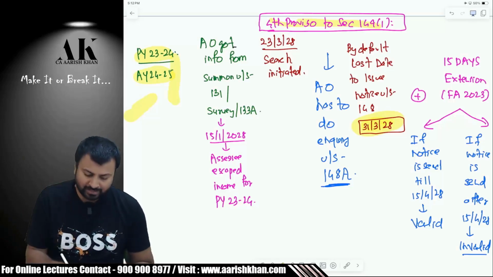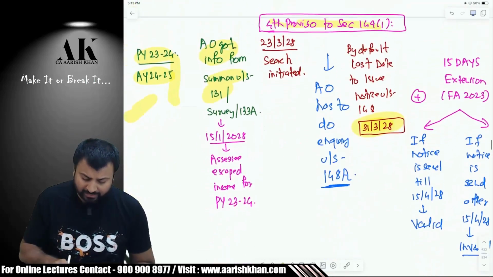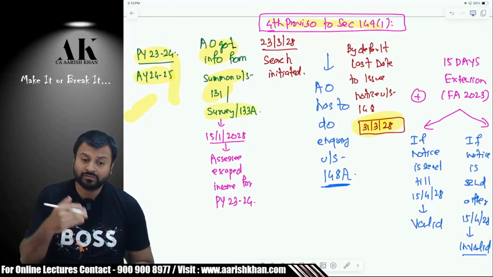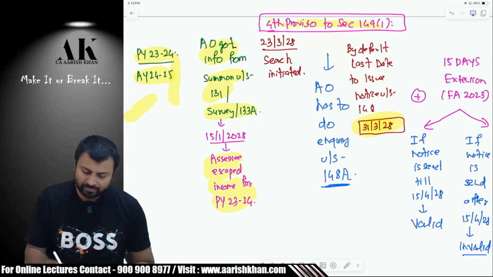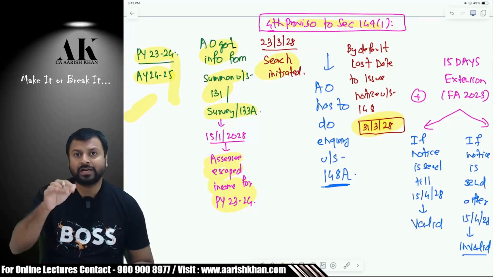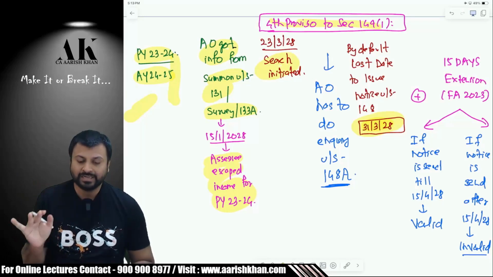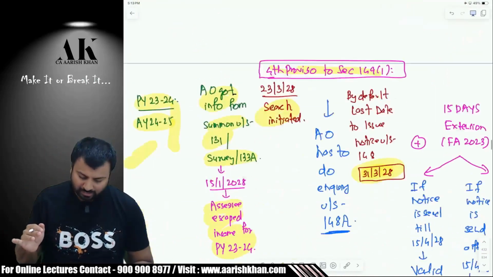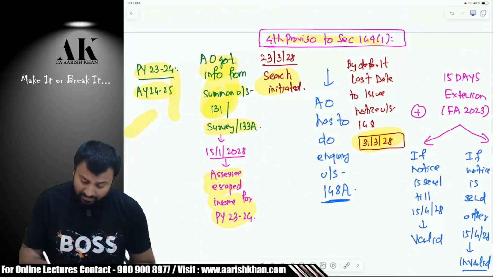Now search is not happening. Now the AO got information through a summon under 131, or the AO did a survey at your place, at your office, or at your business or profession place or charitable place, and he got information from there that the assessee has escaped income. Okay. So based on that information, the AO acts. Now the information did not come from search and seizure. If the information had come from search and seizure, there would be no need to do an inquiry either. But if the information is got from a summon or survey, the AO has to do an inquiry.